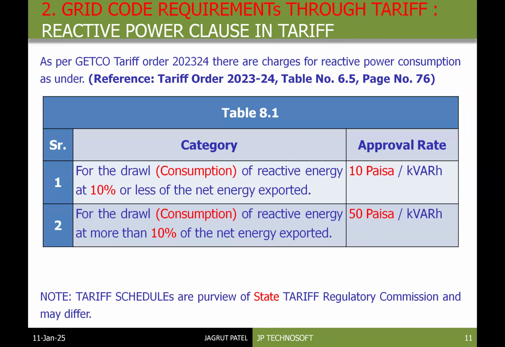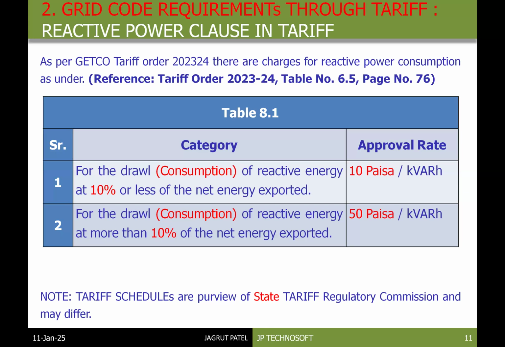Regarding reactive energy, this is the provision specific to Gujarat. GETCO means Gujarat Energy Transmission Company. We have a transmission network over and above 66 kV. Those are networks handled by GETCO.